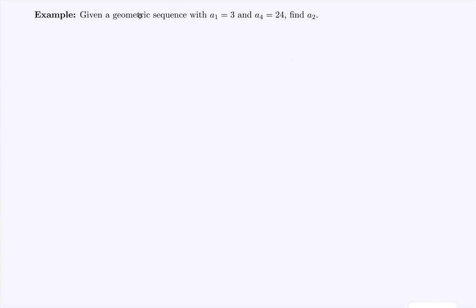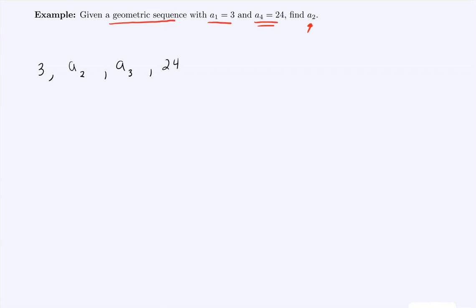Now for our next example, we're told that we're dealing with a geometric sequence, and we're given the first term and the fourth term. But we do not know the common ratio, and we're asked to find the second term. Now what I could do is write out the terms that I know. I know the first term is 3. I don't know the second term. I don't know the third term, but I do know the fourth term is 24.